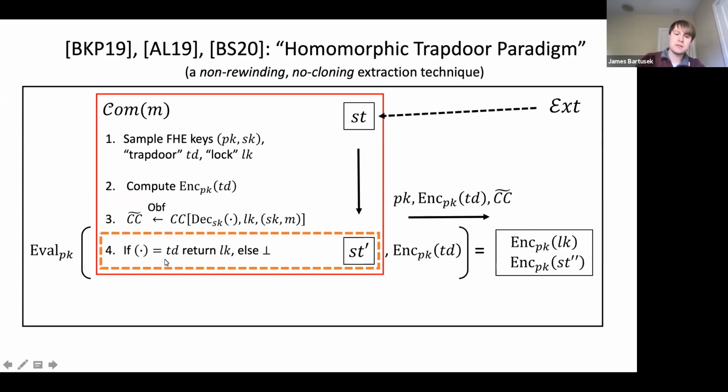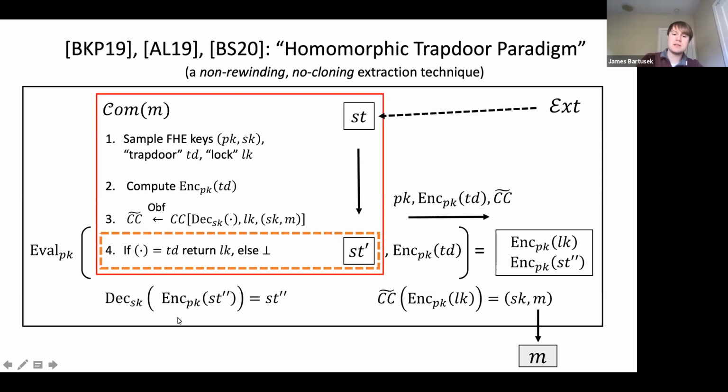Since this trapdoor is the right value, along with an encryption of the updated state. Okay. So once the extractor has an encryption of the lock, it can directly evaluate the compute and compare program on this lock to obtain the secret key and the message, output the message, and then finally it can use the secret key to decrypt the final state and also output the final state.